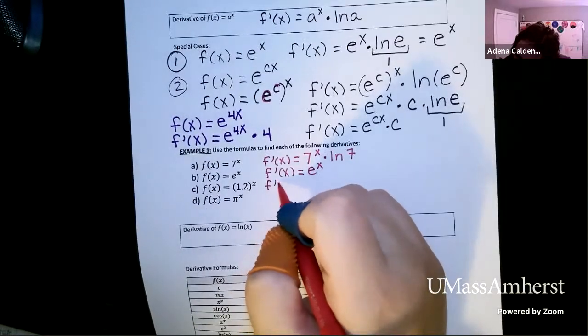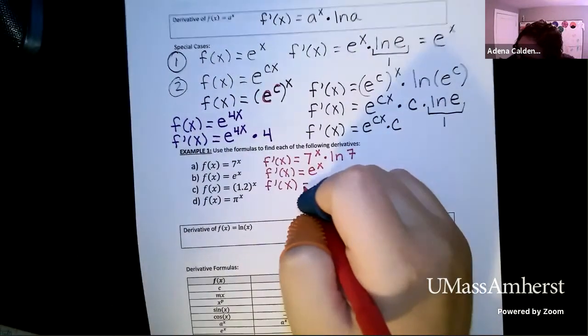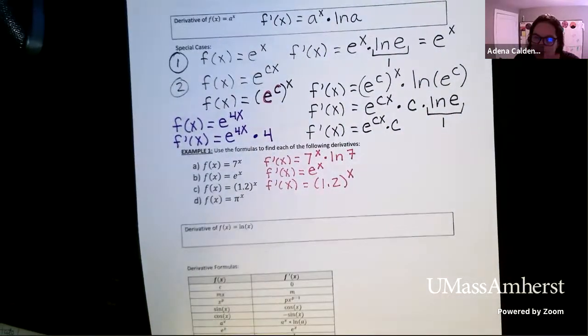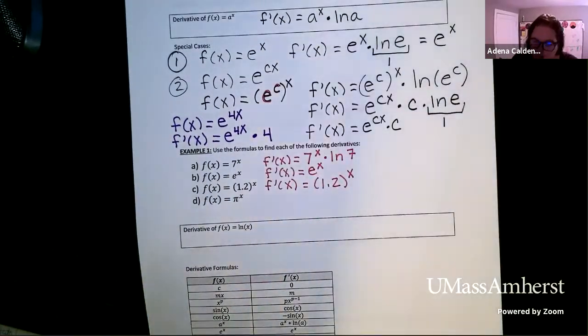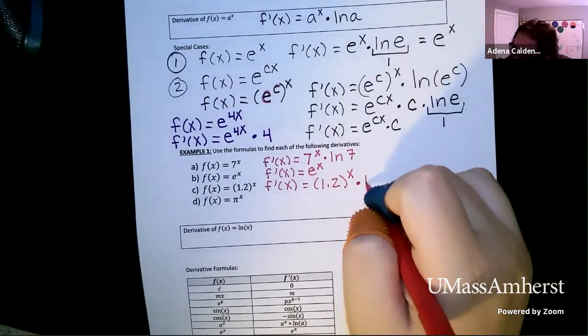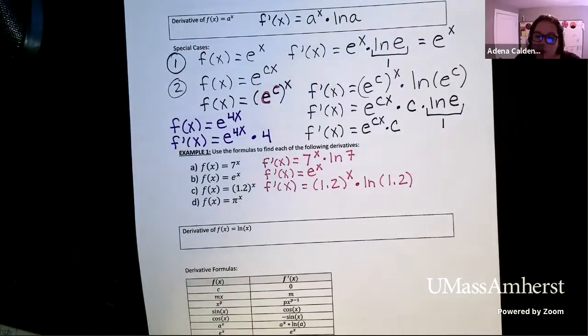For part C, I have 1.2 to the x. Again, my variable is in the power. So I get 1.2 to the x back. I get the same thing. Nothing changes. I'm not subtracting 1 from the power or doing anything to that. I'm simply multiplying this by the natural log of the base. And my base here is 1.2.